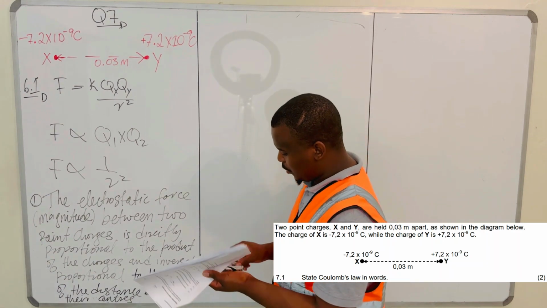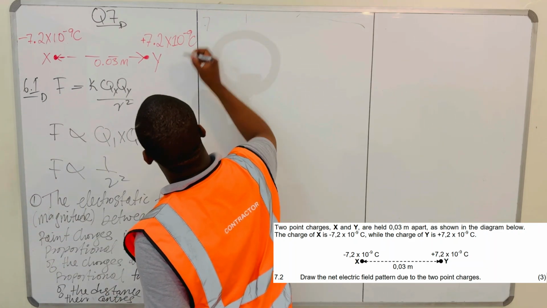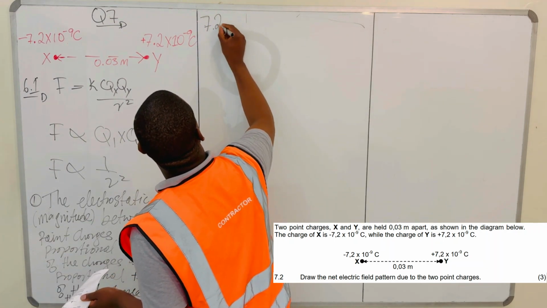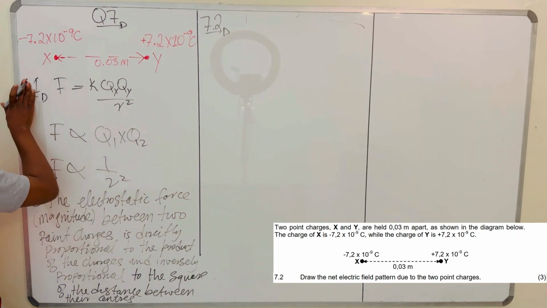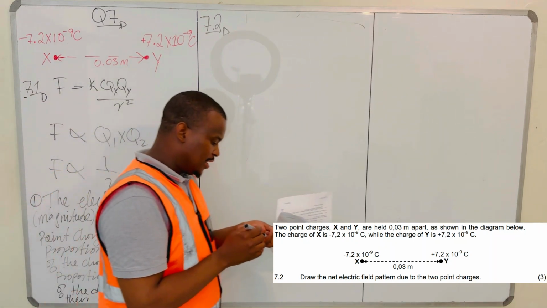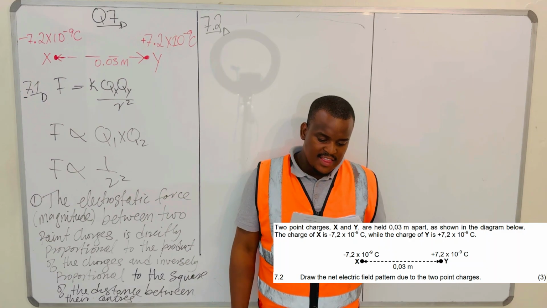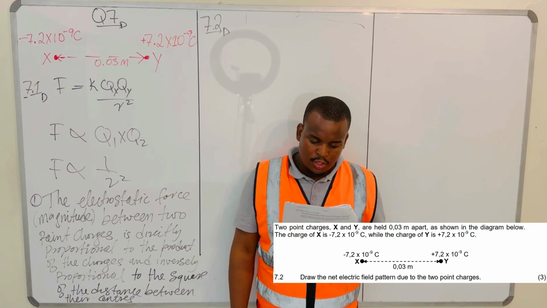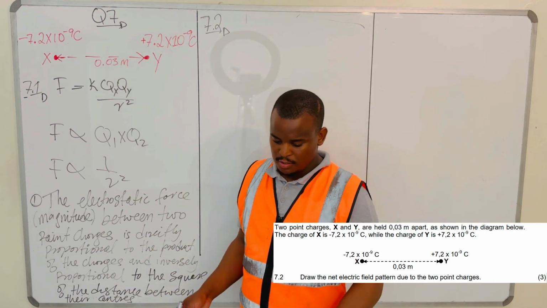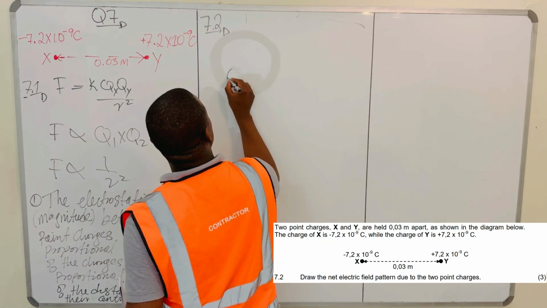Go to the next one, which is 7.2. This one is finished. This one is 7.1, not 6.1. So what are they saying in 7.2? They are saying, draw the net electric field pattern due to the point charges. So they want us to draw electric field patterns due to these point charges.